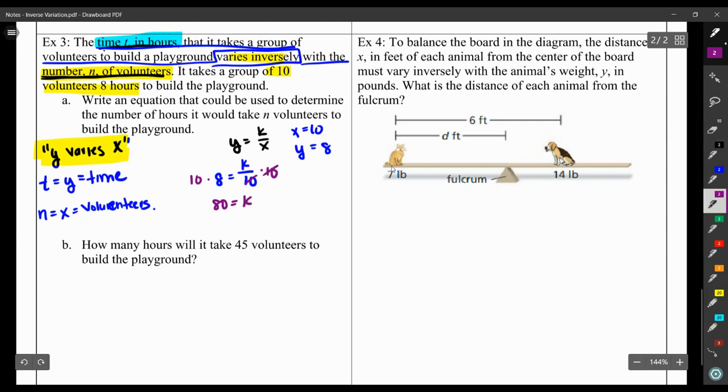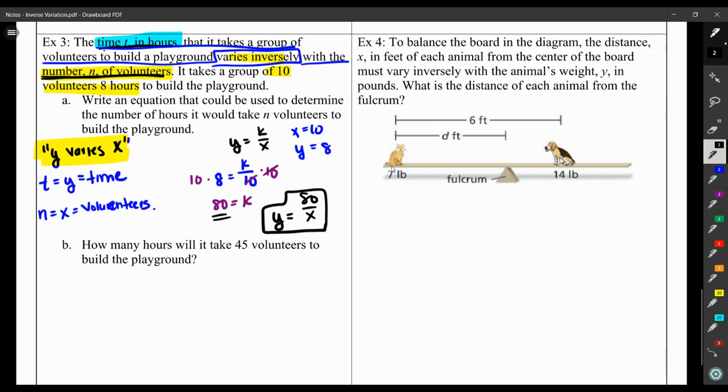So for letter A, write an equation that could be used to determine the number of hours it would take any number of volunteers to build the playground. We have the equation, y is equal to k over x, which is 80 over x. So here is the equation that models this situation.